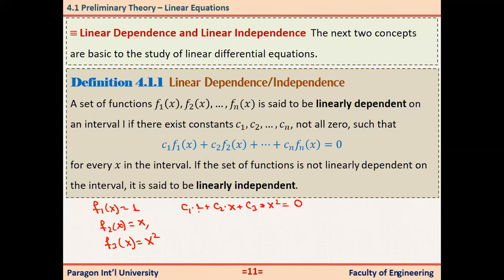Is it possible to find these constants? Actually, it is never possible, right? You cannot find constants where at least one of them is not equal to 0 and the combination is always equal to 0, if you take our interval to be the whole real number line, because they are defined everywhere on the real number line.